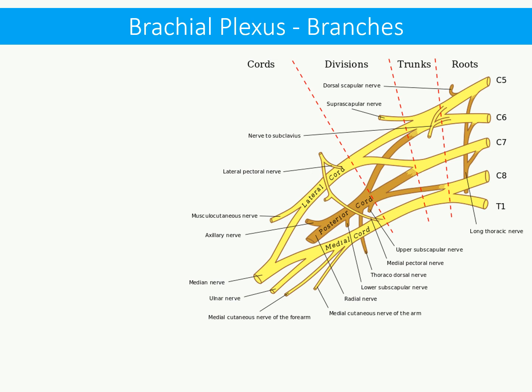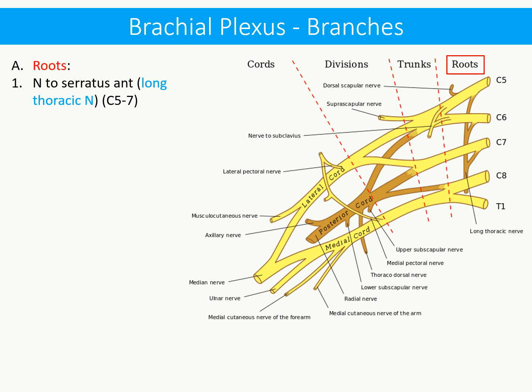Now we start with the branches given off by the brachial plexus. There are three sets of branches. Number one are branches from the roots. Number two are branches from the trunks. And number three are branches from the cords. We start with the branches from the roots.